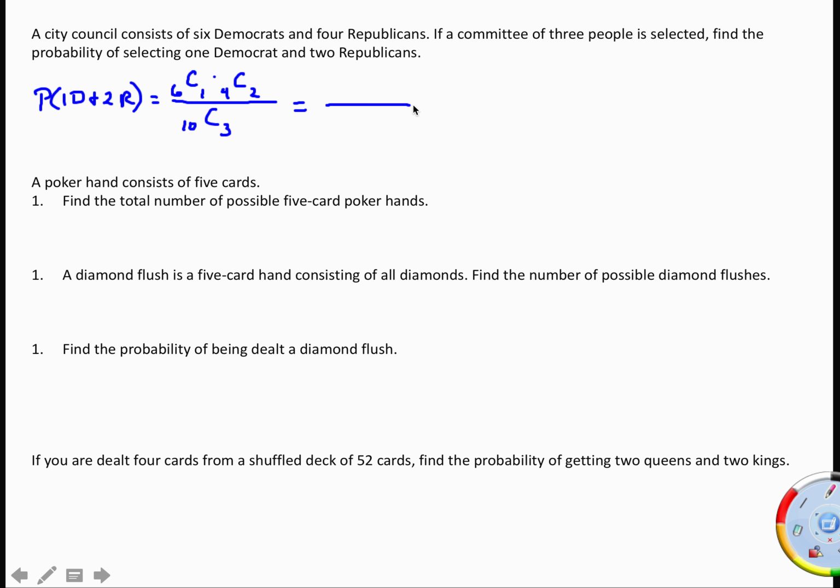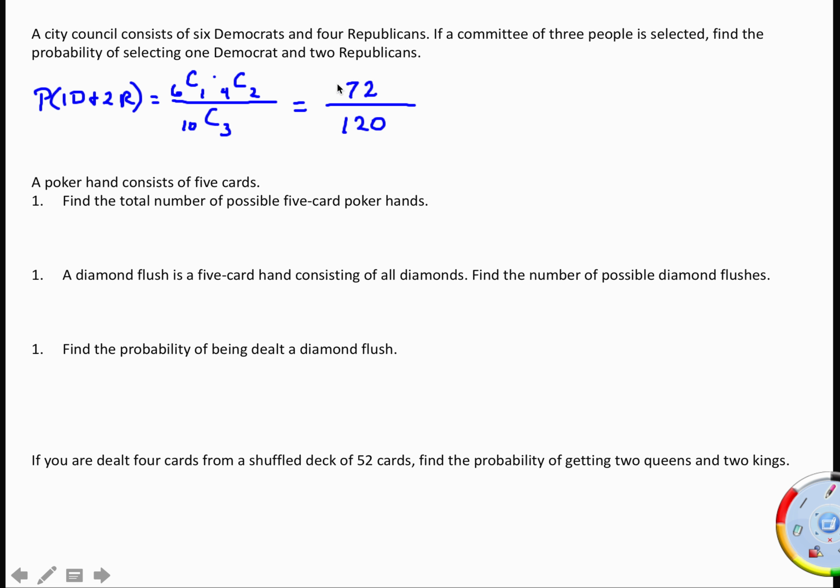So in the denominator, we have 10 choose 3, so that's 120. And in the numerator, we have 6 choose 1, times 4 choose 2, which gives us 72.